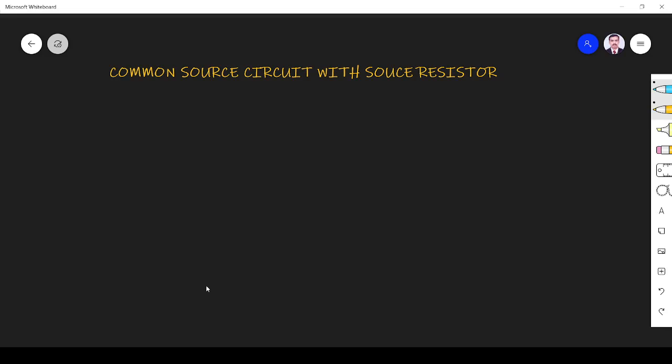Hi friends, in this video let us talk about common source circuit with the source resistor. In the previous video I dealt with common source circuit without source resistor. Now I add source resistor. So here the circuit will be like this.